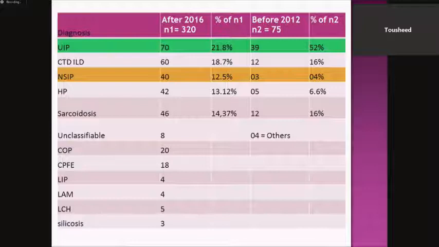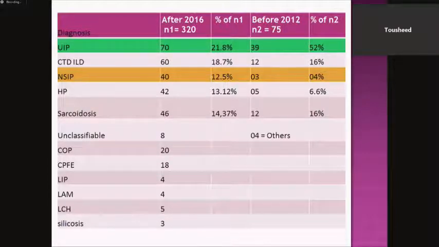2012. When we see the data in 2016 onwards, we have seen around 320 cases, and out of that 70 have been diagnosed as UIP, that is around 21%. There's a drastic fall in our diagnosis of UIP. CTD-ILD and sarcoidosis, if you can see this, they remain the same. The percentage almost remains the same, around 14.3%, and CTD-ILD around 18 to 19%. Whereas NSIP has increased. We are becoming more non-specific nowadays, I feel.